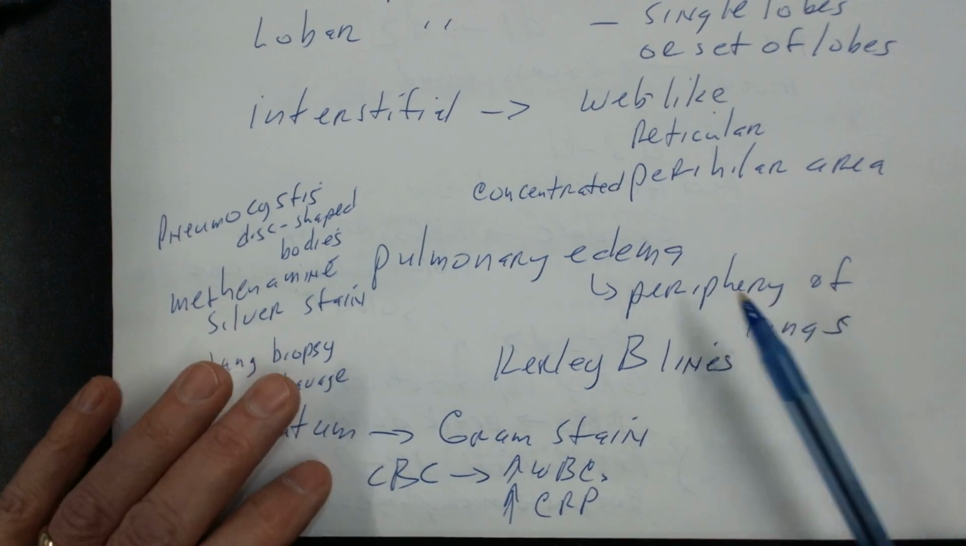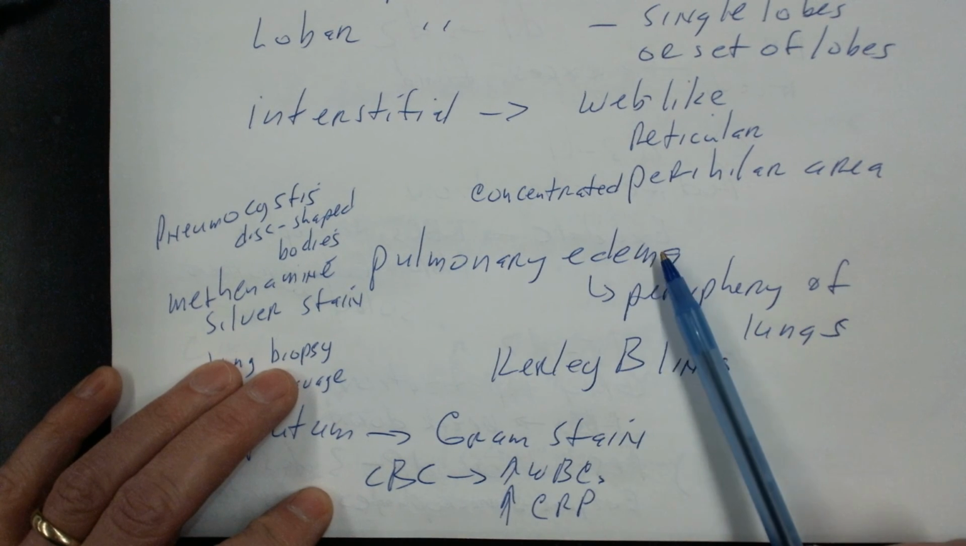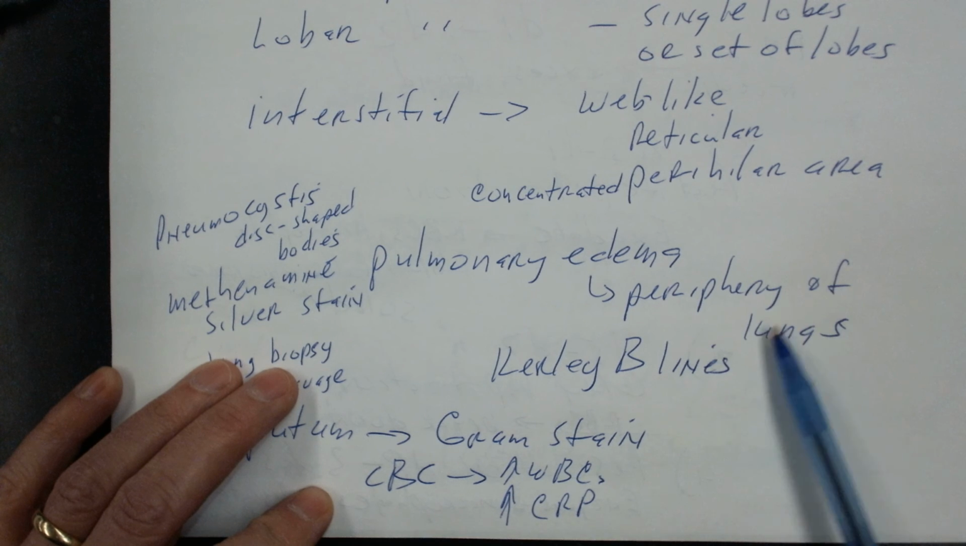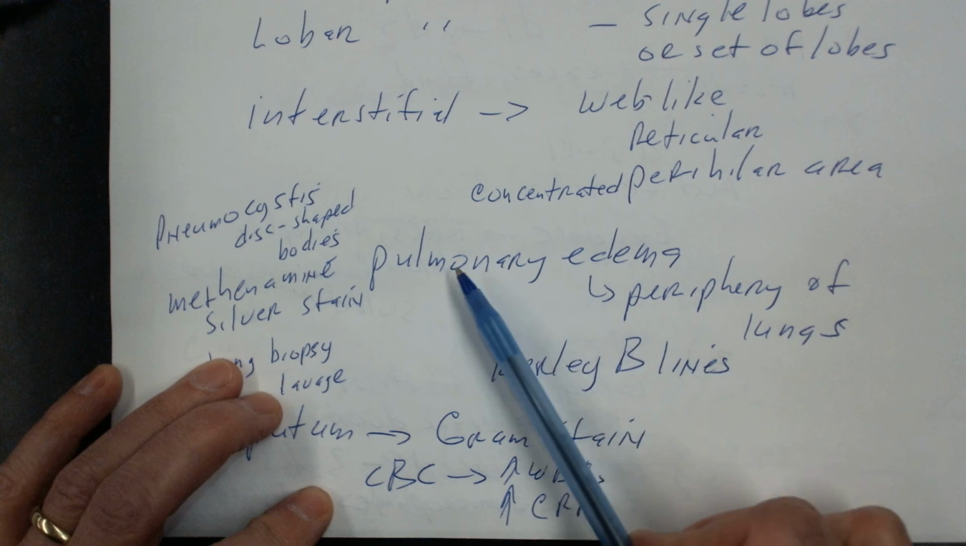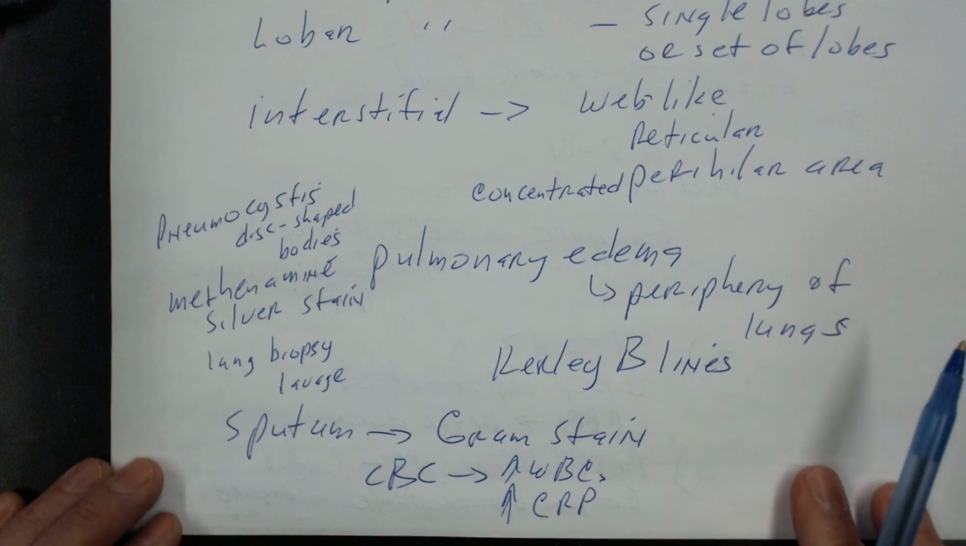A sign on an X-ray of pulmonary edema: you see an outline around the periphery of the lungs. That's called a Kerley B line. That is a sign of pulmonary edema, which is characteristic of pneumonia.